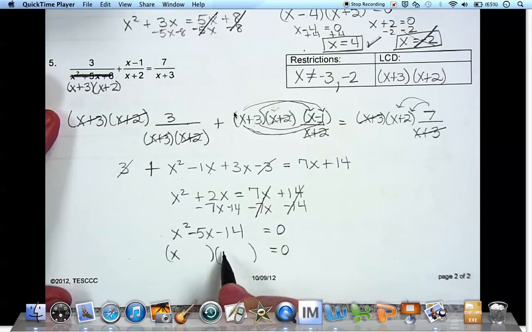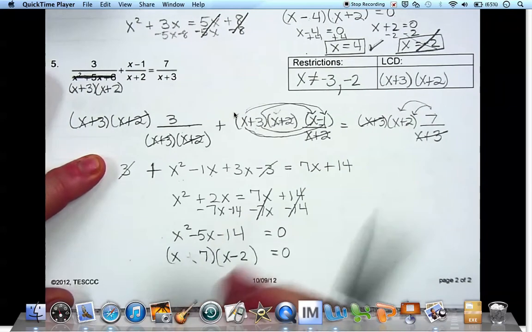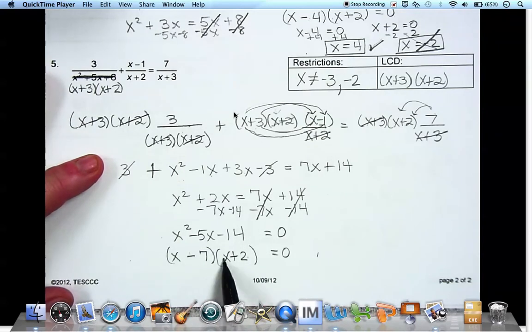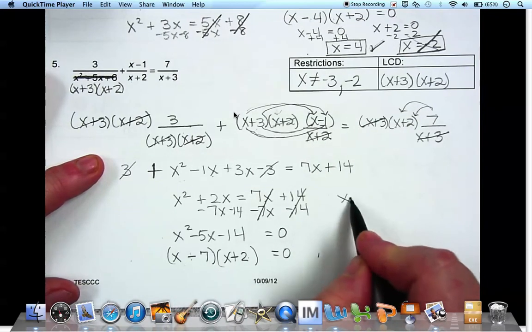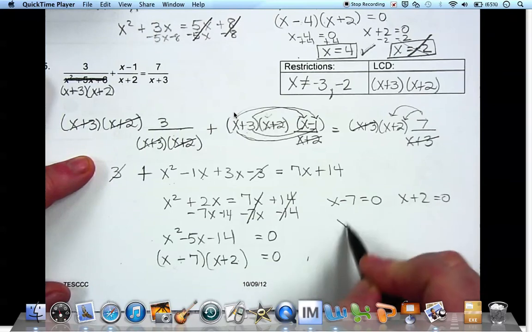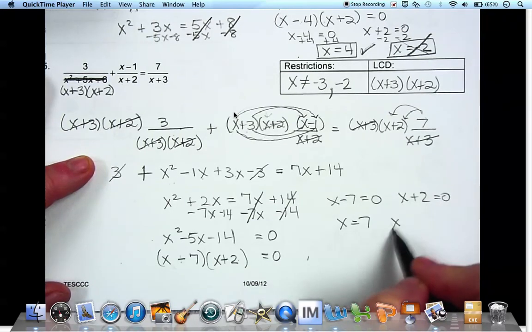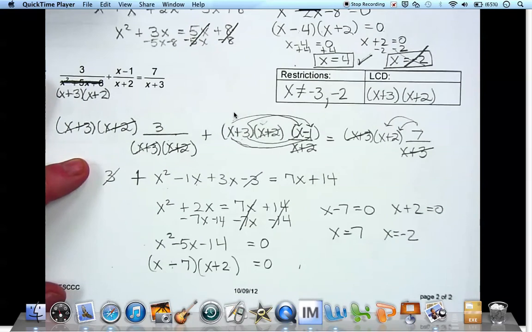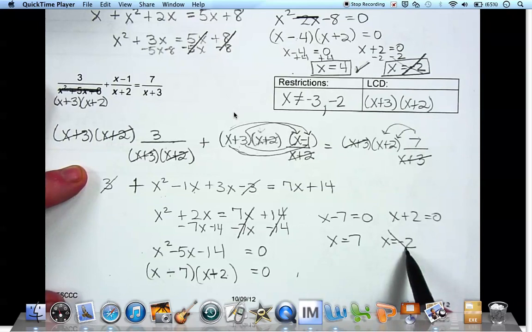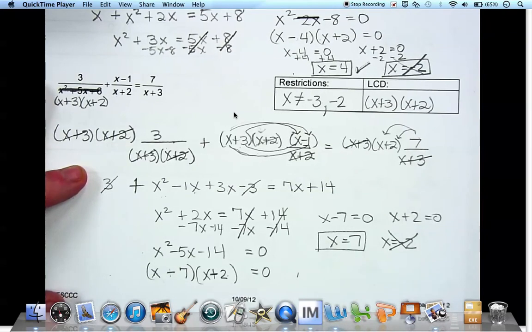So I have x times x and 7 times 2, plus and minus, except I think I need to do minus 7 plus 2. That gives me 2x minus 7x, which is -5x. Now I'm going to set each one of these equal to 0, so x minus 7 equals 0, and x plus 2 equals 0. So x equals 7, and x equals -2. Then I need to check my restrictions. I notice that -2 is one of my restrictions, so I can't use that solution, but I can use x equals 7.